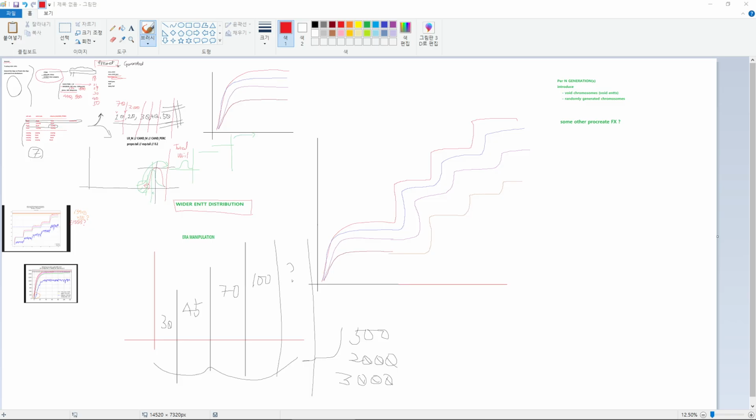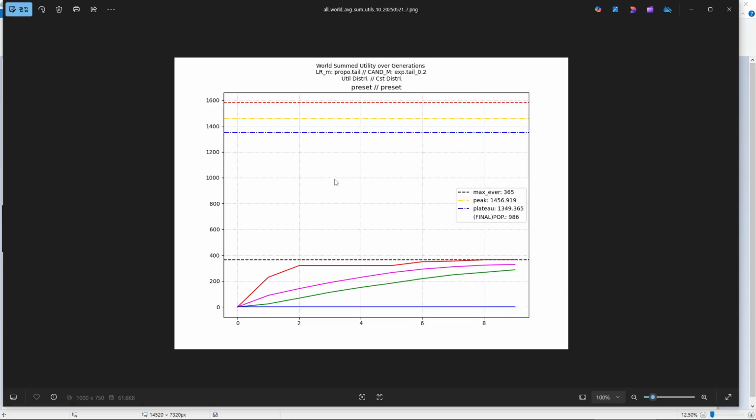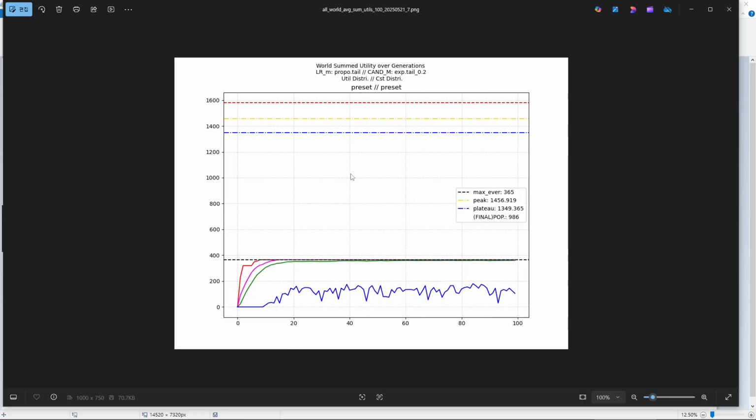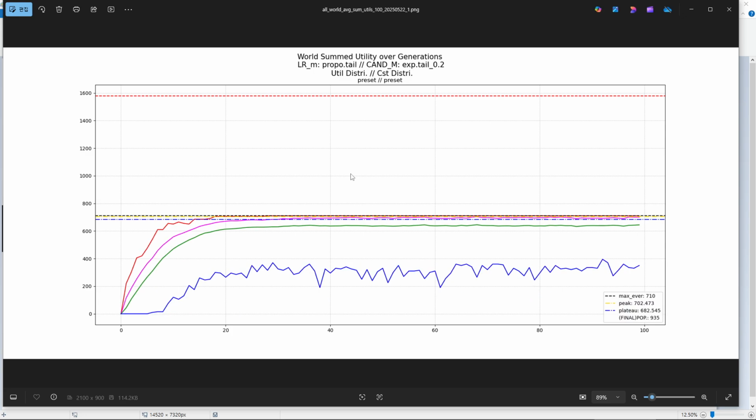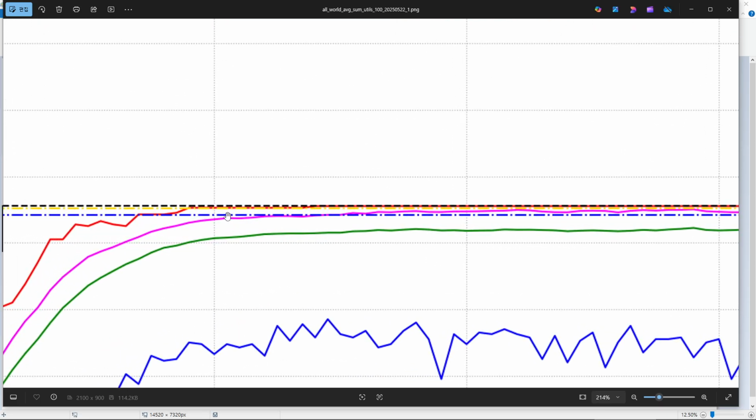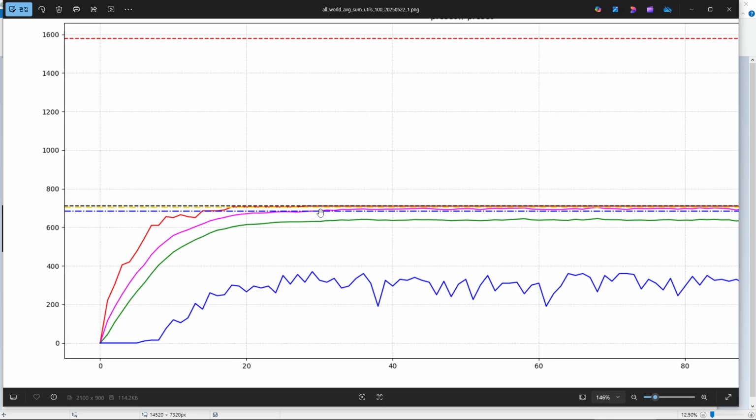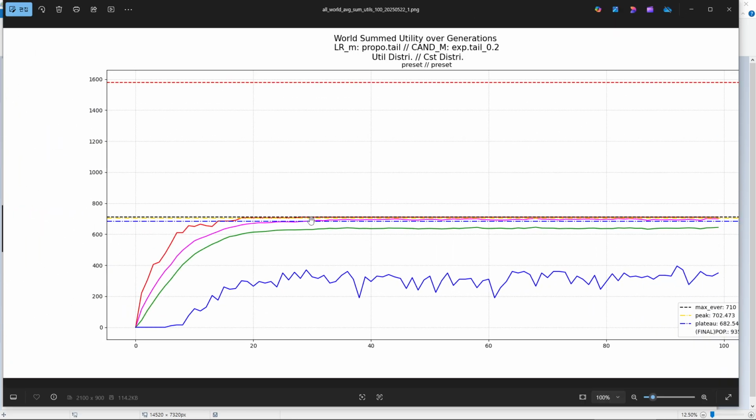So let's just have a look at the plots, but in no particular order. At 10 items it was 365, the maximum ever, which is correct. And at 20 items it's 710, which is also correct. And it actually converges at around generation 20. Or is it 30? I think it's here, so it's late 20s.